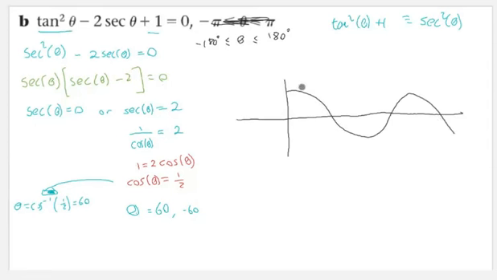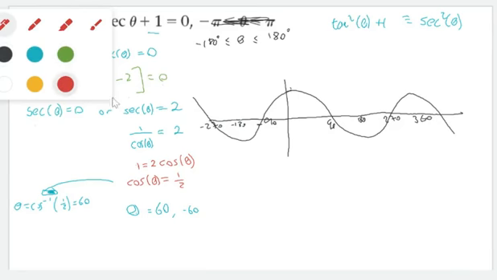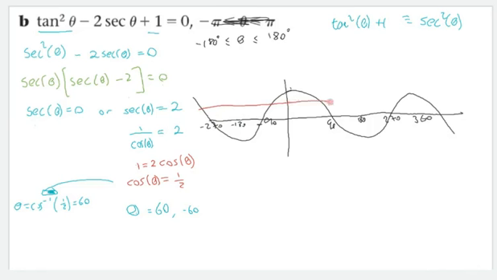Just drawing a cos graph. This bit's going to be 90, this bit's going to be 180, this is 270, and this is 360. Minus 90 over here, this part here is going to be minus 180, minus 270, and so on. So we've got the line for a half, so we need to draw that in, which is like here, roughly. And in particular, we know that this part is 60 because it's what our calculator gives us.